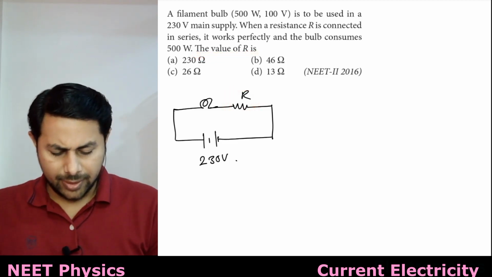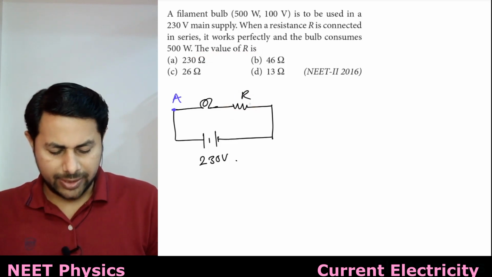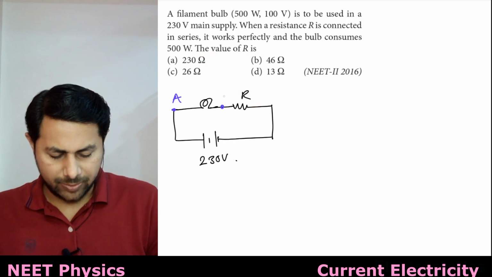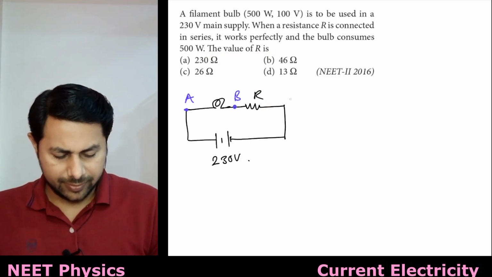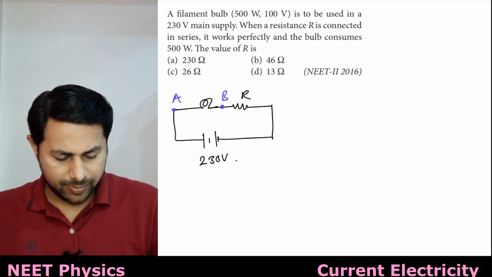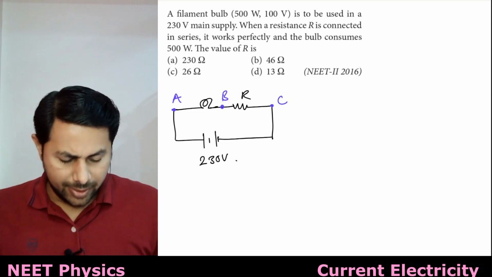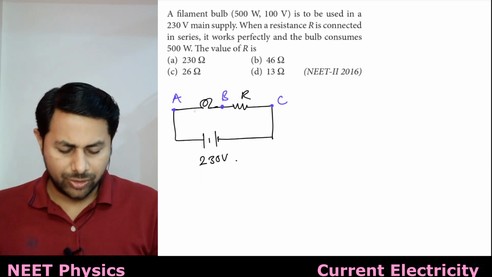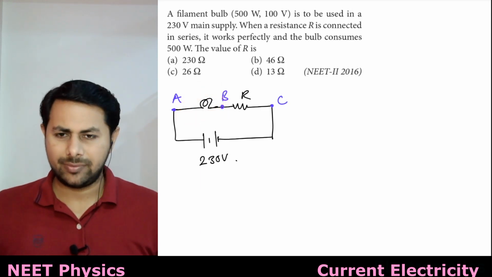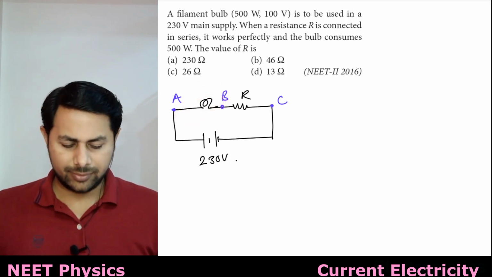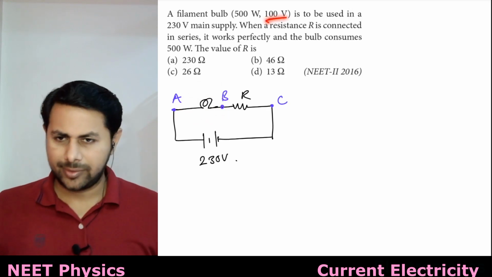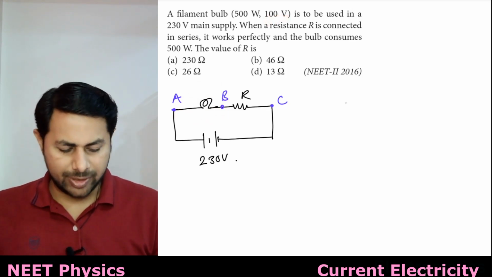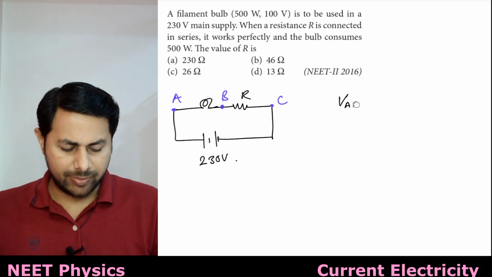Okay, so let's suppose this is point A, this is point B, and this is point C. If the bulb is working properly, how much should be the potential difference between A and B? It should be 100 volt, right? Potential difference between A and B must be equal to 100 volt.